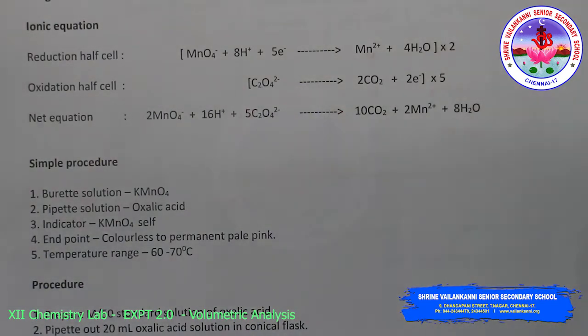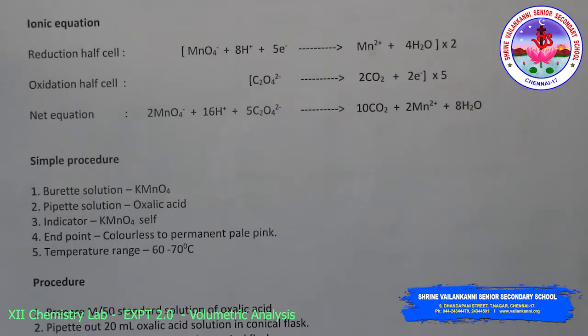Next is a simple procedure. The burette solution is potassium permanganate, the pipette solution is oxalic acid. The indicator: potassium permanganate is a self indicator. The endpoint is colorless to permanent pale pink color, and the temperature range is 60 to 70 degrees Celsius.